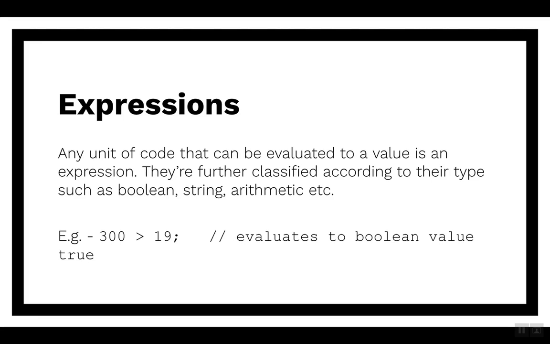So the first thing we are going to understand is what are expressions in JavaScript. An expression is any valid unit of code that resolves to a value. If you look at this example right here, it says 300 greater than 19. Is it true or false? It's true, right? So this expression will resolve to a Boolean value of true. Now expressions can be further categorized into arithmetic, logical, string, and so on.